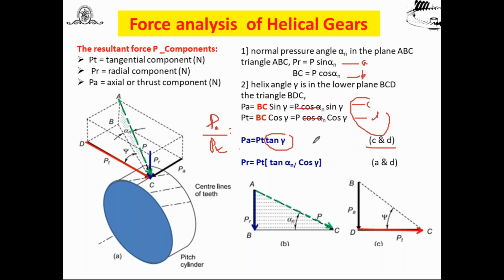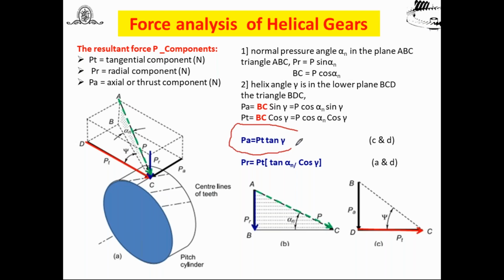So you will get PA upon PT is equal to tan gamma. I have written, rearranging the terms, directly you can write down PA is equal to PT tan gamma. This equation you have to remember because gamma is the helix angle, PT is the tangential force. You can calculate it from the torque. By using this equation, you can easily find out the PA, the axial force or thrust component. Okay.